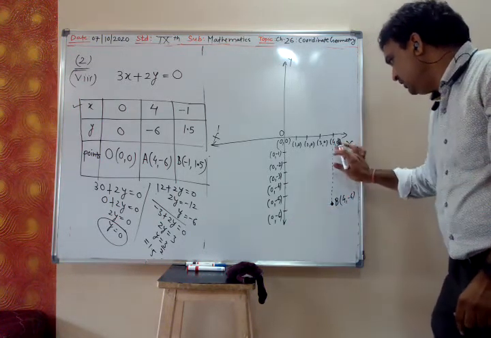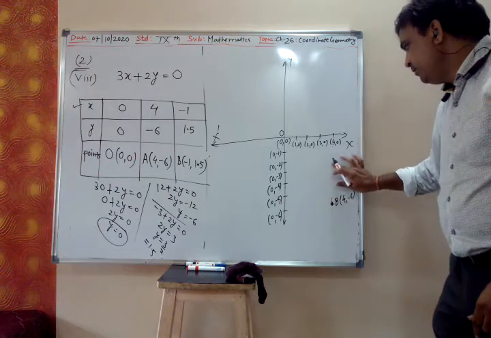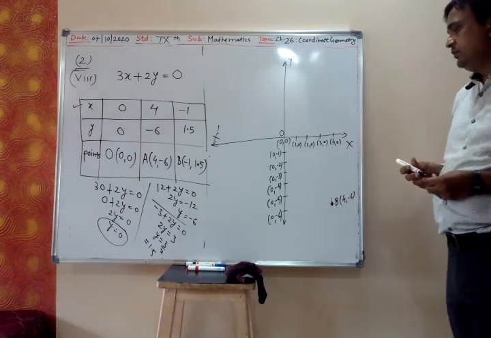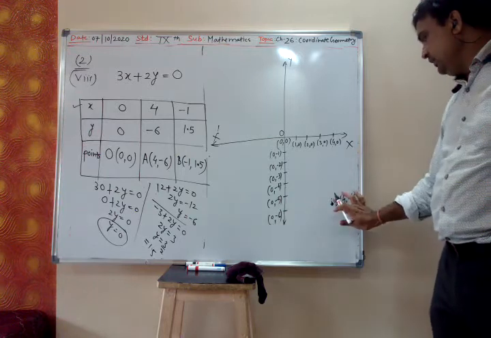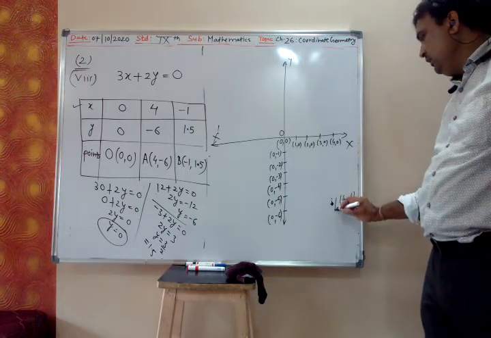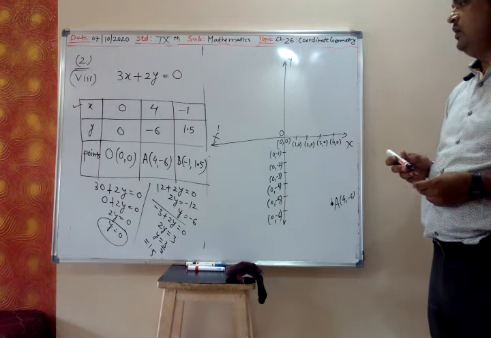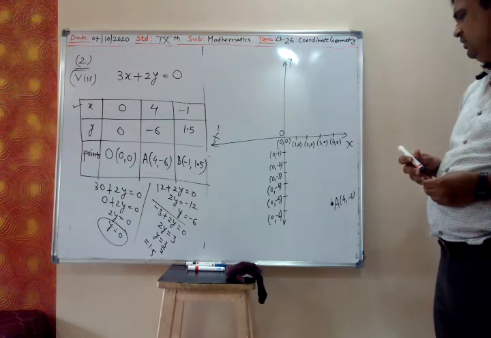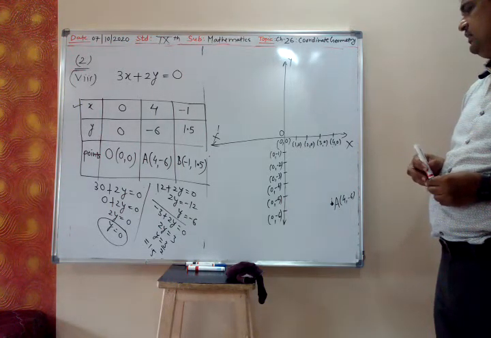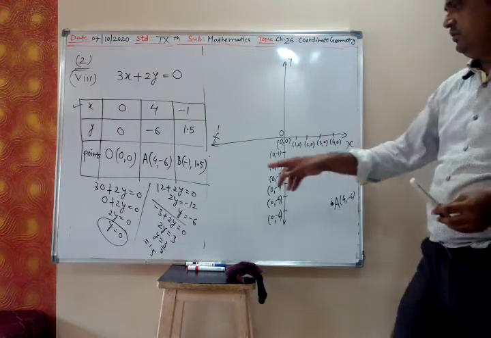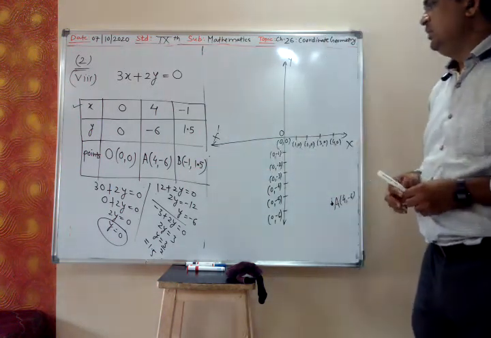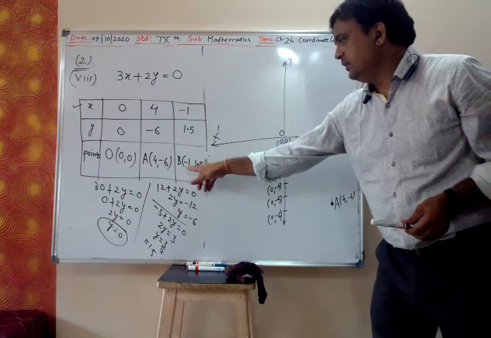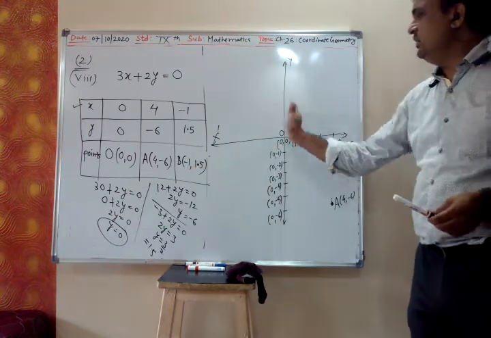Then erase this dotted line. Now, so this is A. We have plotted O and A, 4 comma minus 6. We have to plot the B also. B, x is minus 1. So where is x minus 1? On this side.